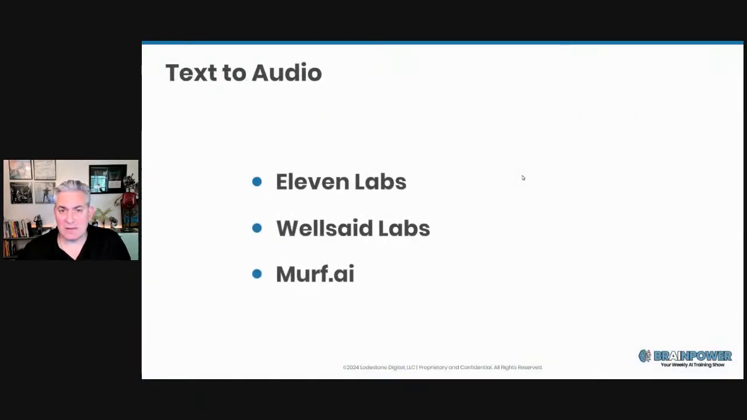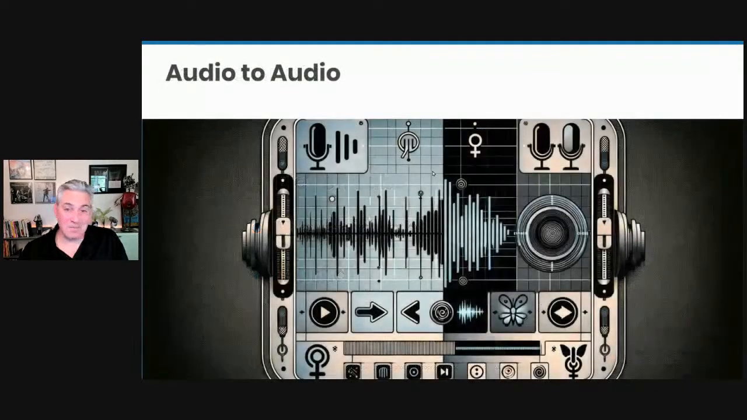Text to audio. 11 Labs, Well Said Labs, and Murph.ai are very popular tools where you can go in and take text and convert it into audio. Now, the other one that you're going to see here, this is the 2-for-1 deal. You're going to see text to speech, and then you're going to see audio to audio or speech to speech. And that's all going to happen in 11 Labs.